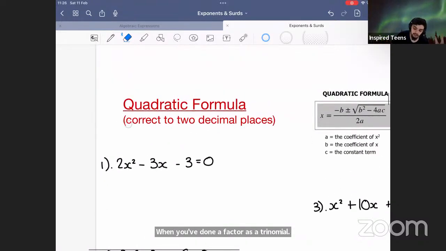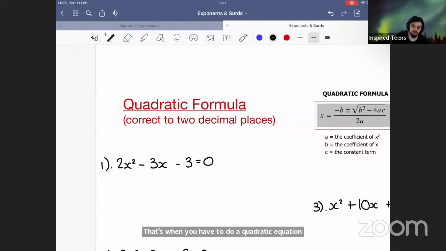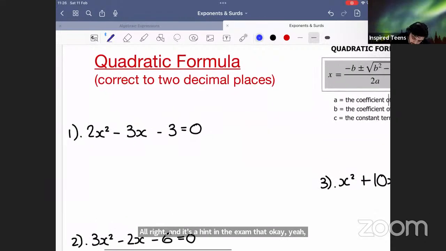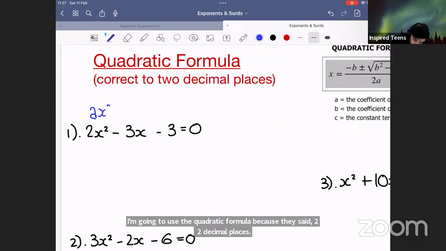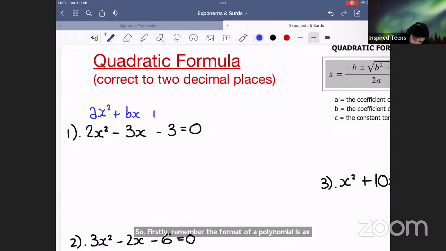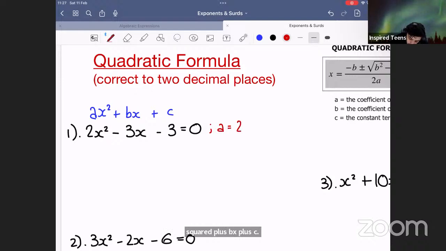Now, for the quadratic equation, they'll generally say correct to 2 decimal places because you're getting decimals. It's a hint in the exam that you're going to use the quadratic formula because they said 2 decimal places. Firstly, remember the format of a trinomial is ax squared plus bx plus c. So the value of a in this case is 2, the coefficient of x squared. The value of b is the coefficient of x, which is -3, and the value of c is the constant, which is -3.